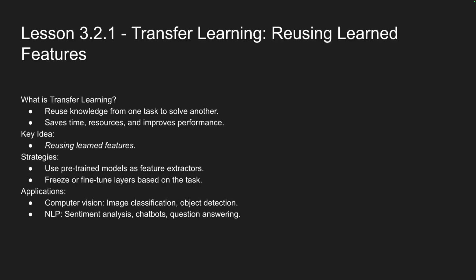Finally, let's touch on applications. Transfer learning isn't just limited to one domain, it's everywhere. In computer vision, it's used for tasks like image classification, object detection, and even generating art. In natural language processing, or NLP, it powers things like chatbots, sentiment analysis, and question answering systems. Pretty cool, right?